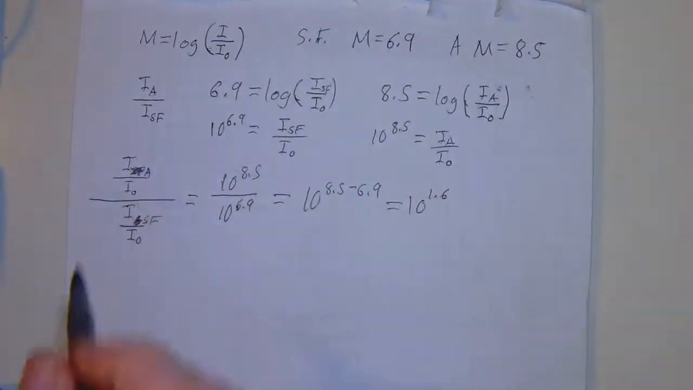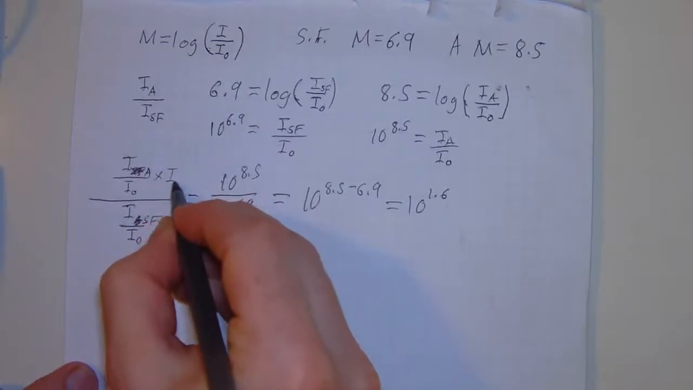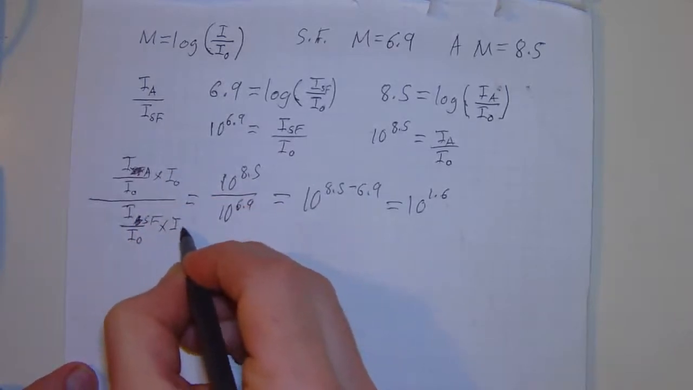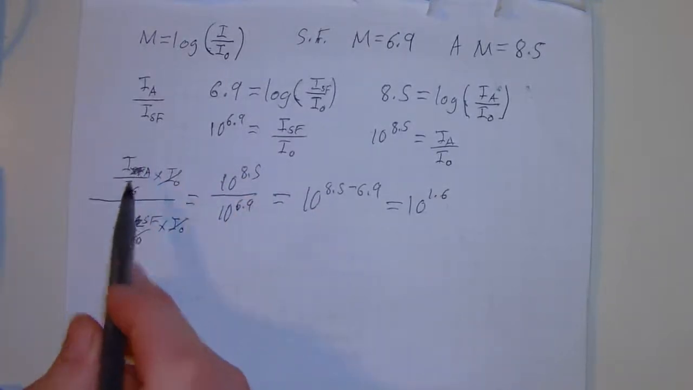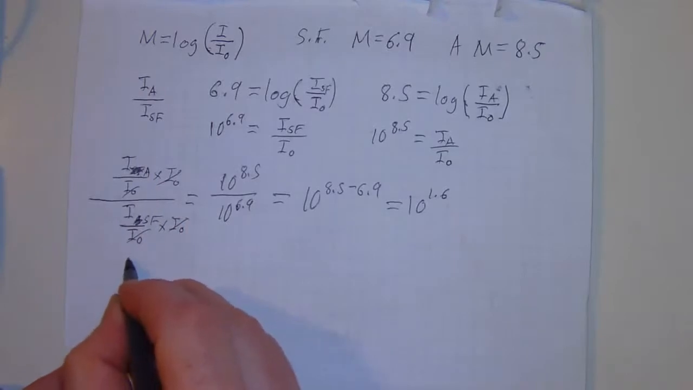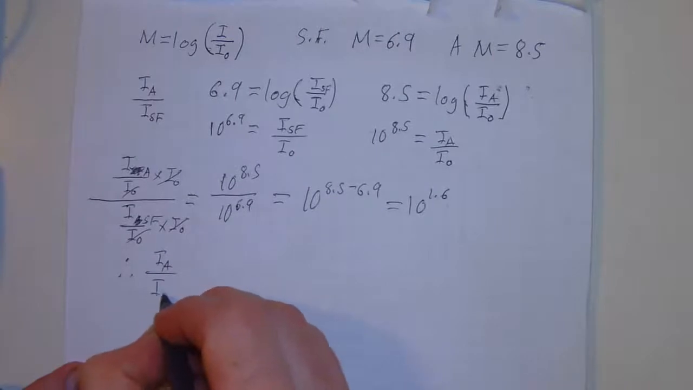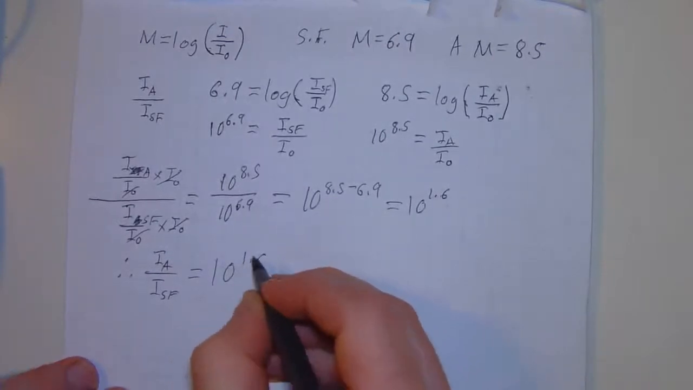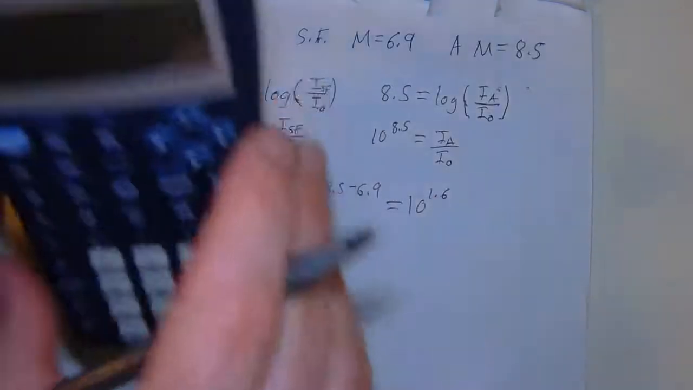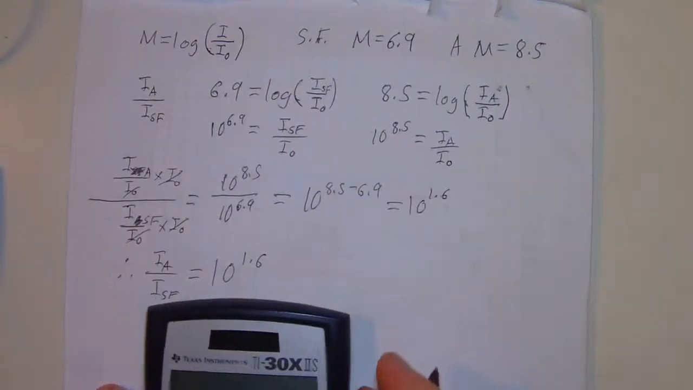These two areas here, though, if I multiply top and bottom by I naught, I'm going to get some nice canceling, and I'll end up with the intensity of Alaska divided by the intensity of San Francisco. And that is 10 to the power of 1.6. And we can plug that into a calculator. 10 to the power of 1.6 equals 39.8.